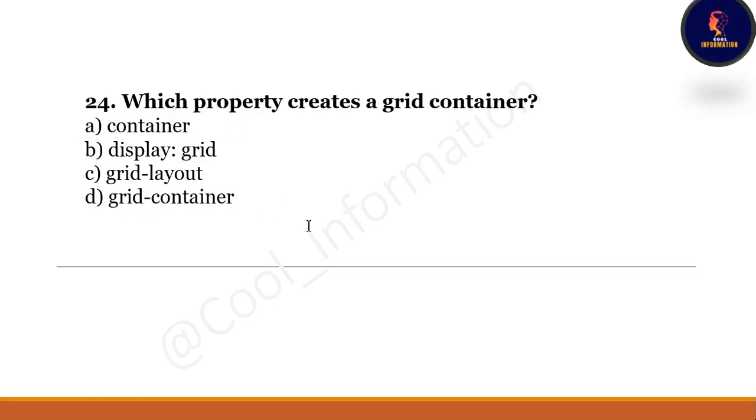Next question. Which property creates a grid container? Option A, container. Option B, display. We use display property with the grid. Option C, grid layout, and last option is grid container. Correct option is option number B. We use display property with the grid value. So option B is the correct here.